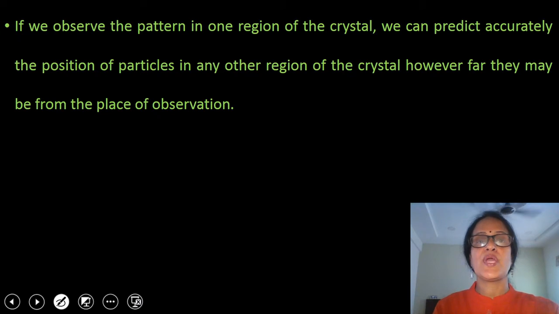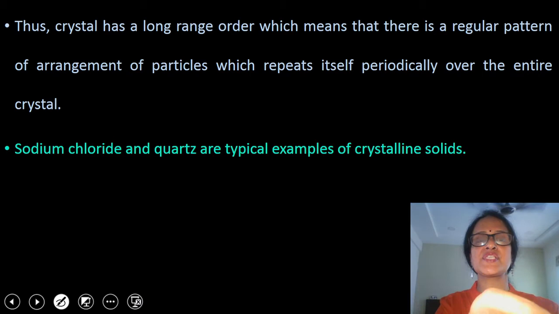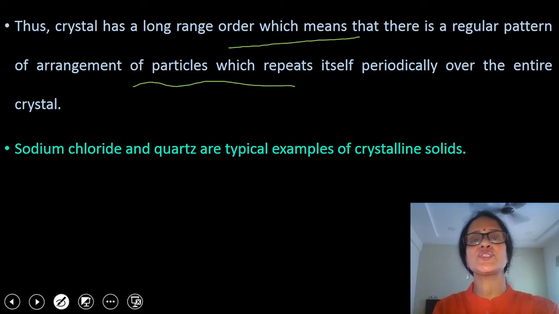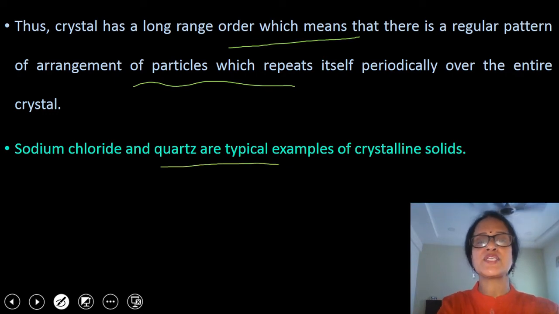So, if we observe the pattern in one region of the crystal, we can predict the pattern in any other region of the crystal. So, we can say that a crystal has a long range order. Long range order means there is a regular pattern of arrangement of particles which is repeated over the entire crystal. Sodium chloride and quartz are typical examples of crystalline solids.